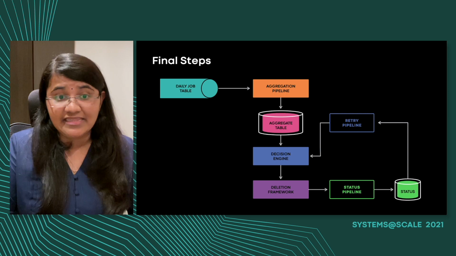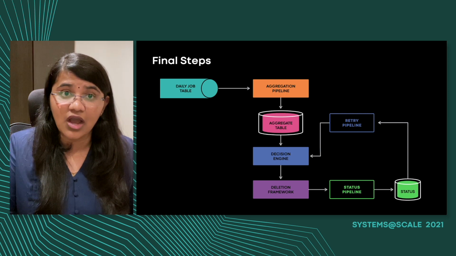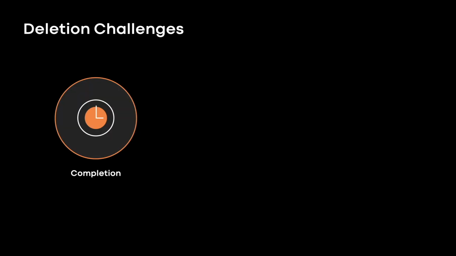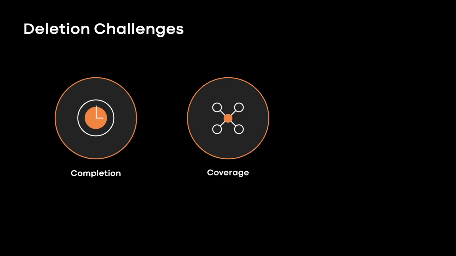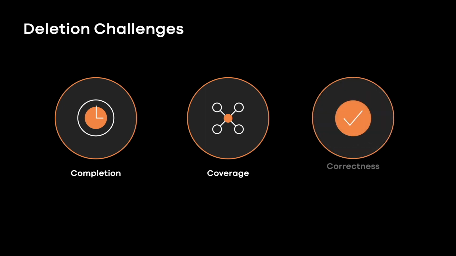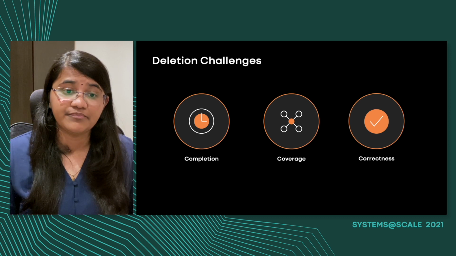Now we know what objects need to be deleted. Now let's understand how deletion works at Meta. Before going into the infra, let's talk about some of the challenges of deletion. The first one is completion, which means that when the deletion starts, it finishes and doesn't error out in between. The next is coverage, which means that we delete all the data that is supposed to be deleted without leaving any data behind. The last one is correctness. We should be able to recover any errant deletions or any wrong data that is being deleted.